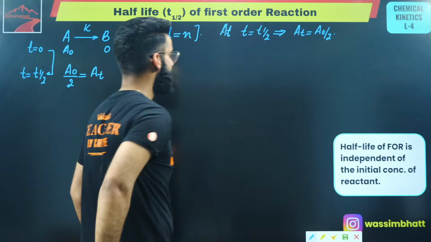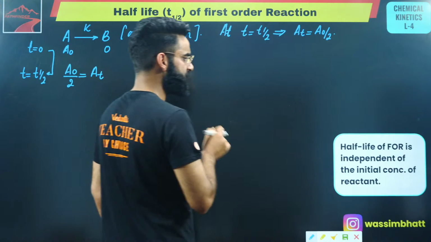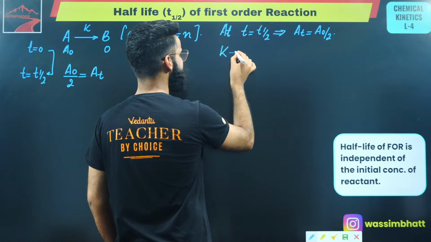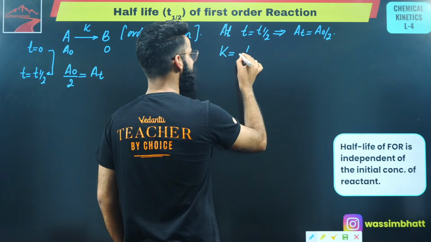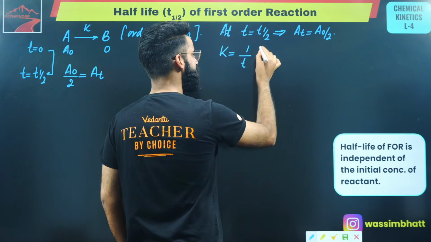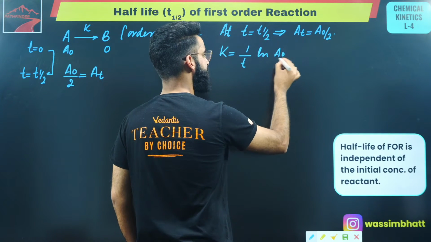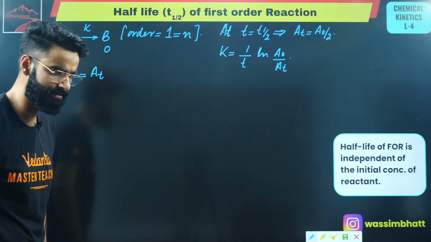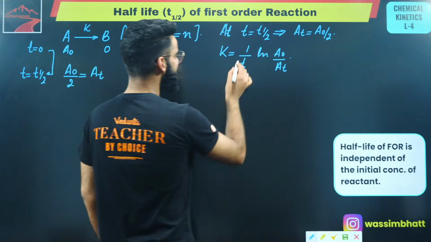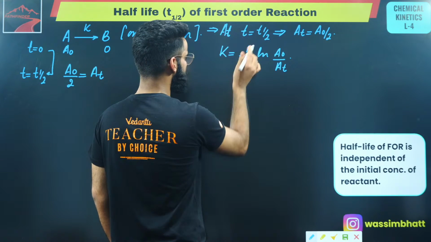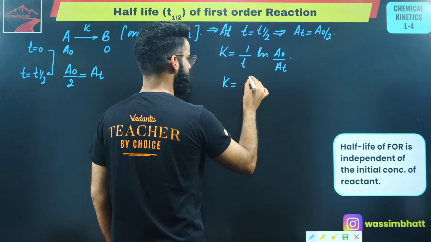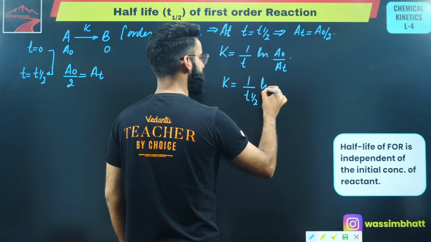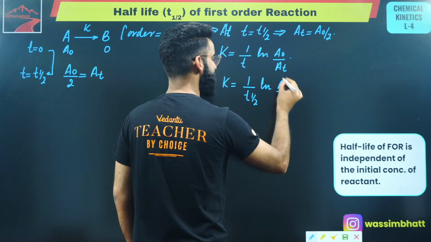What is my integrated rate equation all about? A few minutes back I told you k is equal to 1 divided by t, ln of A0 divided by At. This was one of the forms of the integrated rate equation for first order kinetics. Now people, if I use this condition in this equation, I'll get k is equal to 1 divided by t half, ln of A0 divided by At.